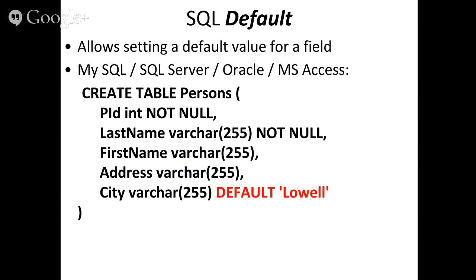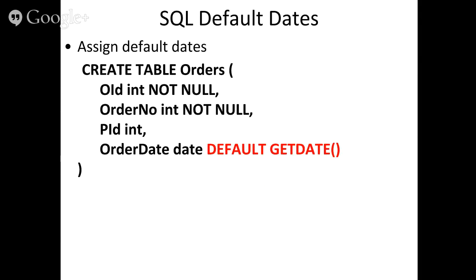Default, right? Meaning that if you don't give me a value for city, otherwise this would be null, because you left it out. You didn't type in the city name, I will default it to Lowell. So if you insert a record that does not have a value for city, it will default to Lowell.